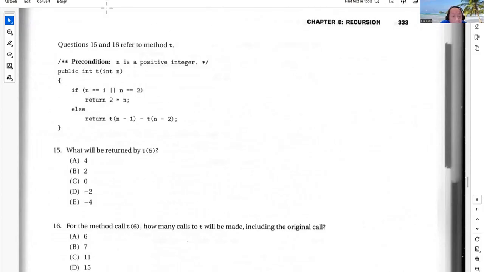Number 15, let me have Xavier. Xavier, how are you? So how do you do this one? 15, T5, what would be T5? Xavier, can you hear me? Yeah. So how to solve this problem?